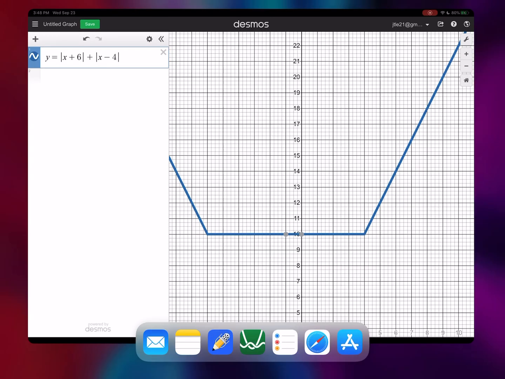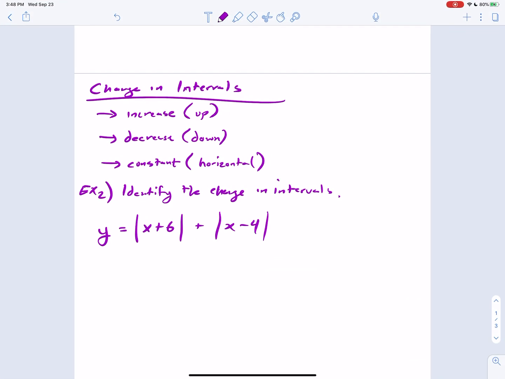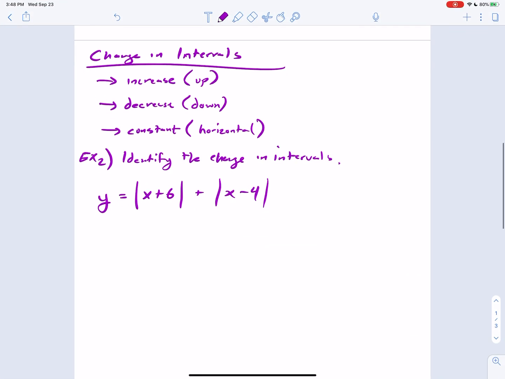Okay? So look, here's what you guys are going to do. We have to describe it, and you want to use your words very carefully, okay? At some interval, the graph started to decrease. Okay? And then in the middle, it was constant. And then after it was constant, the graph started to increase.